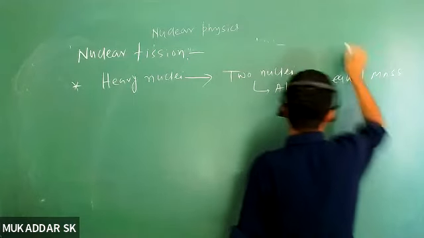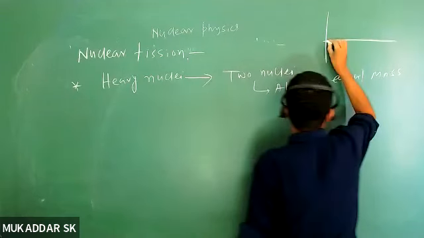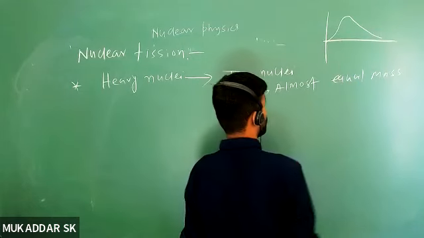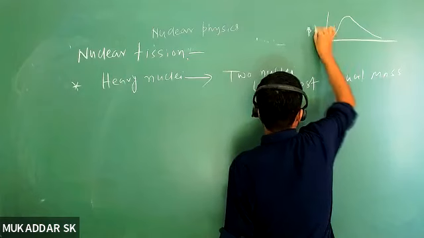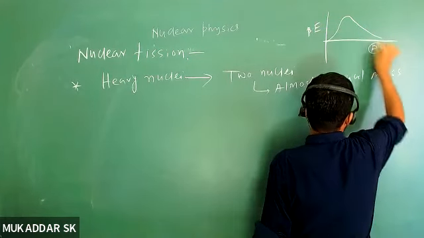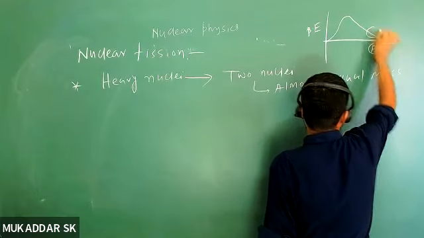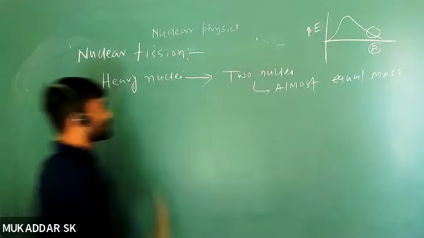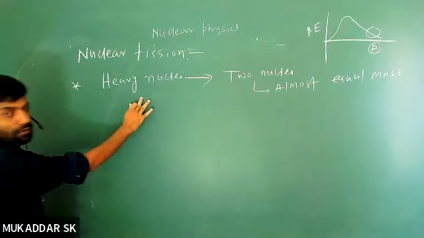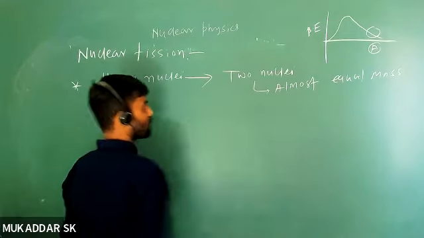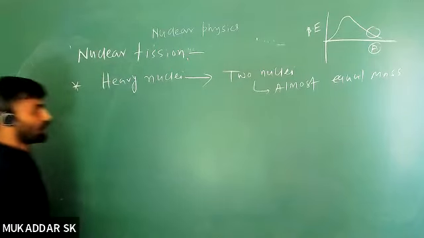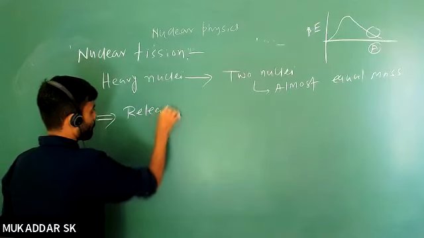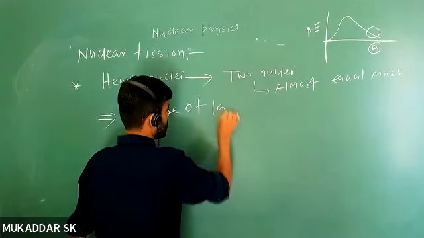So if you remember that binding energy curve we have discussed, I'm not writing the exact binding energy plot, but if mass number is increased, or for heavy nuclei, that binding energy is less, right? So in that regime there will be nuclear fission. Heavy nuclei will break into two nuclei. They have not exactly same mass, but almost equal mass, and there is a release of large amount of energy.